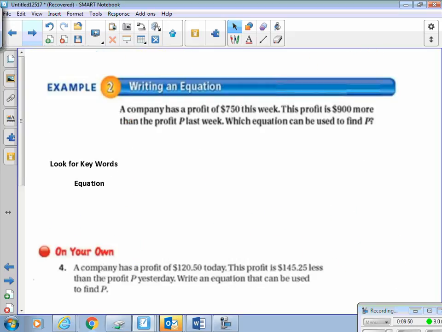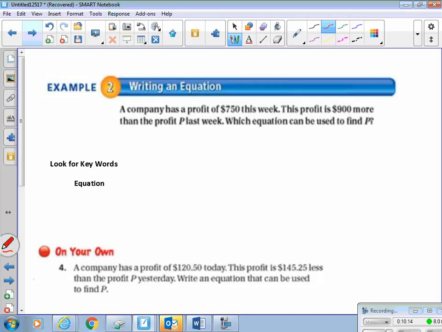In the second part of this lesson, we're going to write some equations. So in example 2, it says a company has a profit of $750 this week. So they made $750 this week. This profit is 900 more than the profit P last week. Which equation can be used to find P? So we're actually going to write the equation for this.